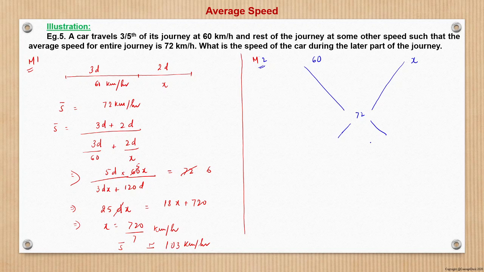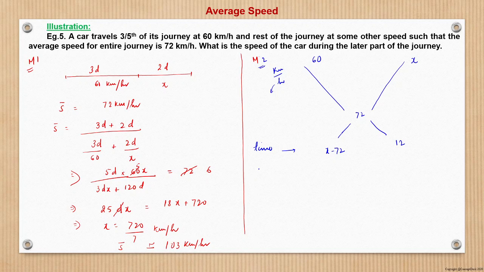Now the denominator axis of the alligation tree will represent time, because the numerator is speed, which is kilometer per hour, so time will come in the denominator here. So now alligation of 60 and 72, the difference is 12. Then here it will be x minus 72, and then 72 minus 60.